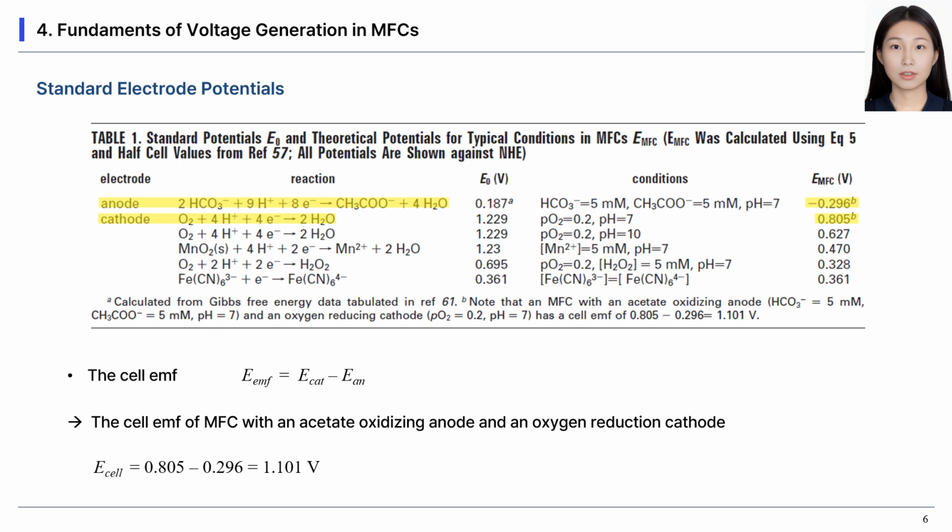volts in ideal conditions. However, these potentials are affected by real-world conditions such as the pH and concentration of reactants. Understanding and controlling these variables allows us to optimize the electrode reactions, minimize energy losses, and improve the overall performance of the MFC.